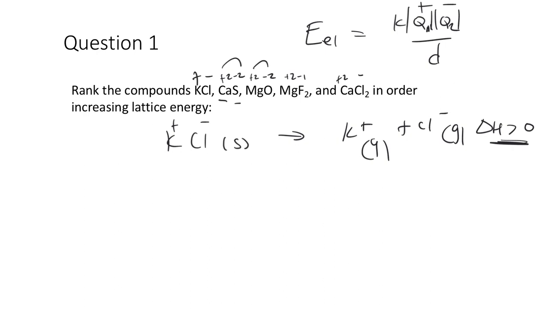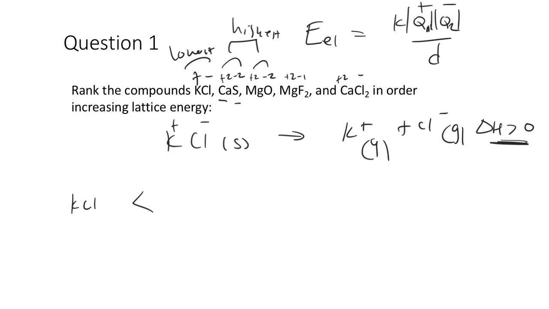So the +2 -2 compounds are going to have the highest lattice energies. This is going to be the lowest, so I'm going to have KCl as the lowest. And then I'm going to have the +2 -1s in the middle, and then the +2 -2s last.